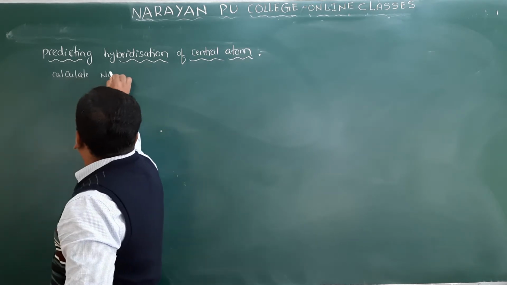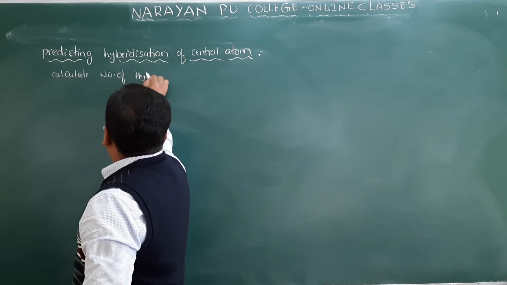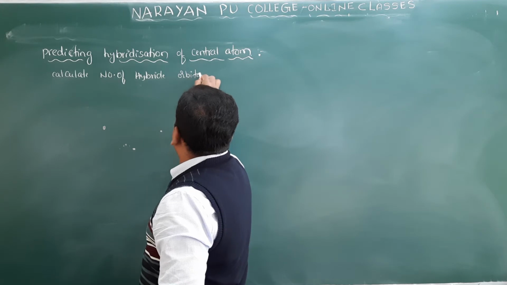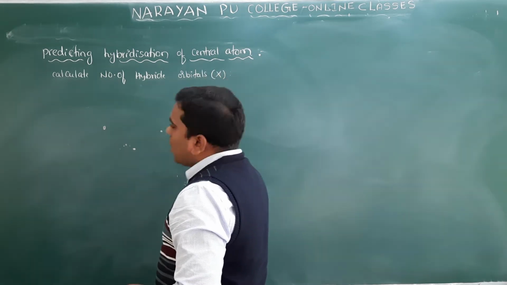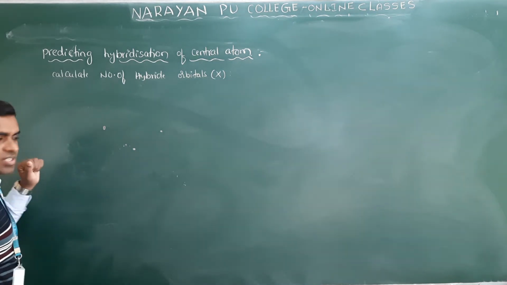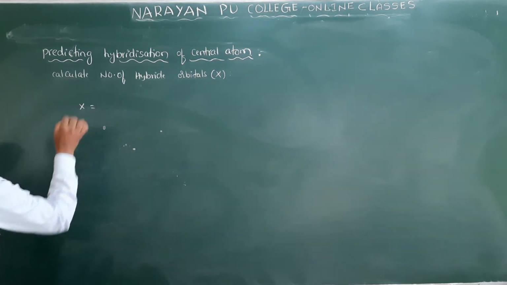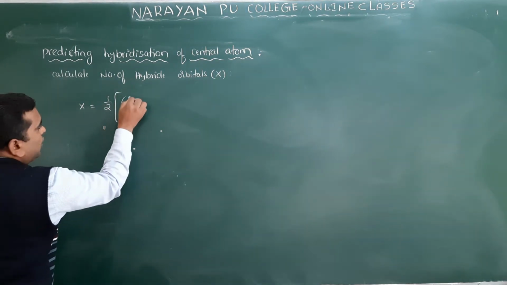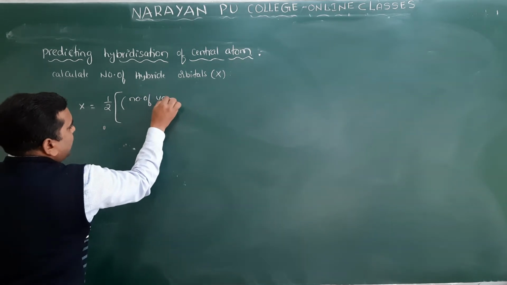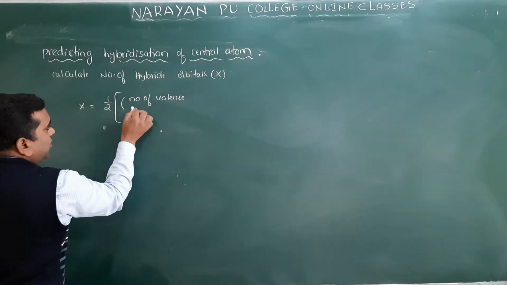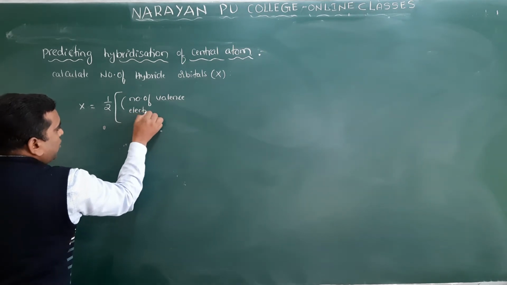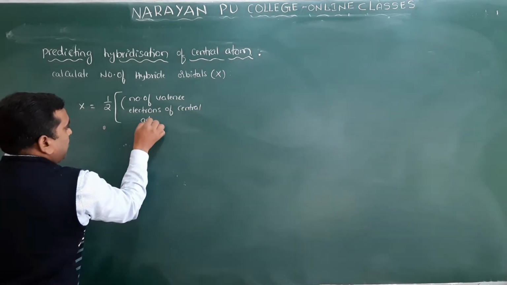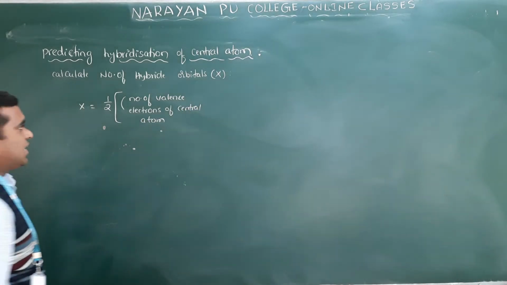the number of hybrid orbitals. How to calculate this? I will denote it as X. We have one formula: X is equal to half into the number of valence electrons of which atom? The central atom. The number of valence electrons of the central atom.